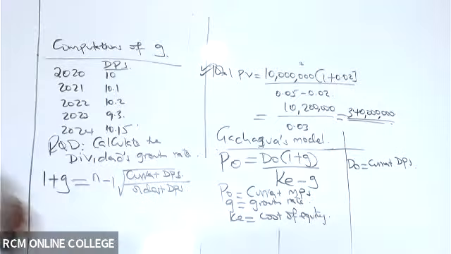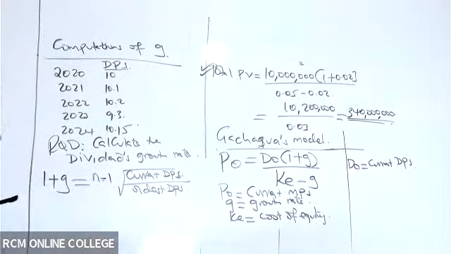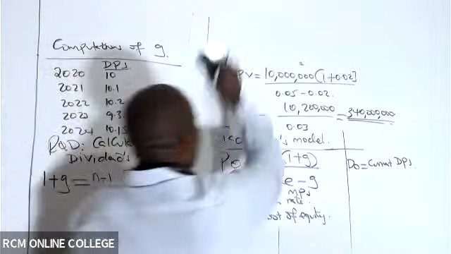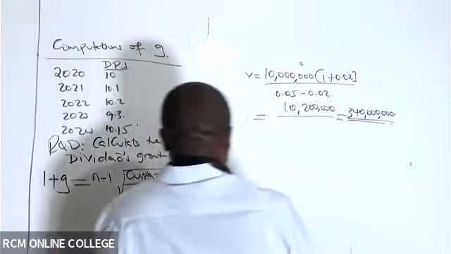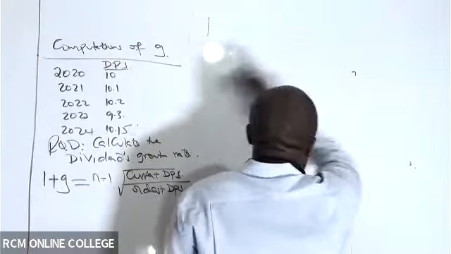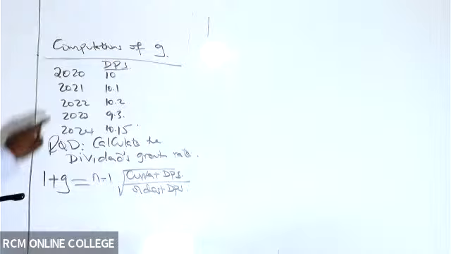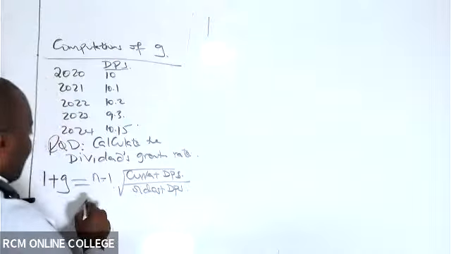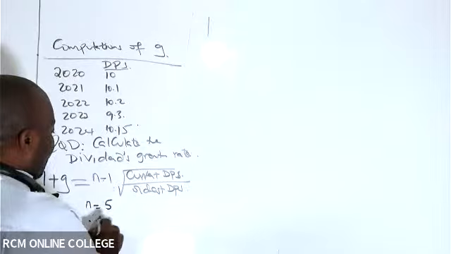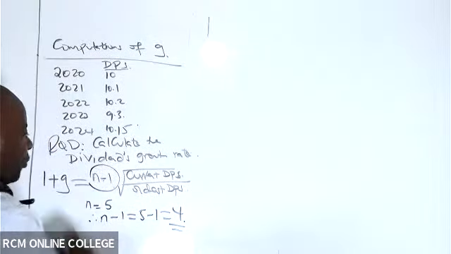So 1 plus growth rate equals the n minus 1 root of current DPS over oldest DPS. N represents the number of years. If you count, these are 1, 2, 3, 4, 5 years. So N in this case is 5, and therefore N minus 1, 5 minus 1, will be 4. So here we should use 4.